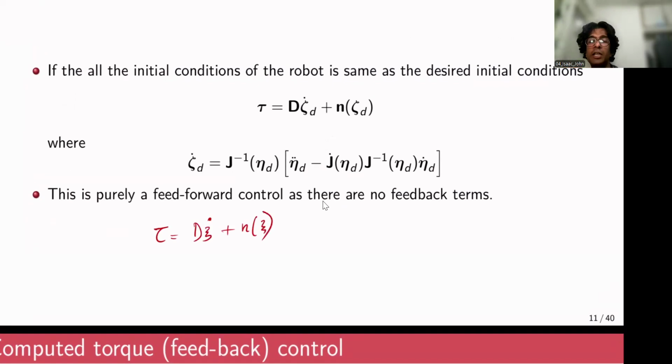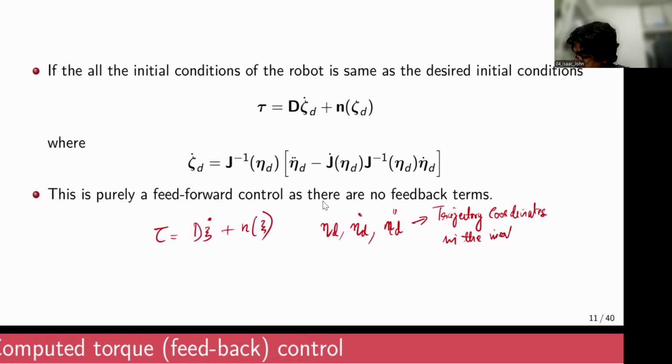And for this inverse dynamics control scheme, you already have your eta desired dot and eta desired double dot, because in most cases your desired trajectory would be expressed in the inertial frame of reference. These are trajectory coordinates in the inertial frame of reference.